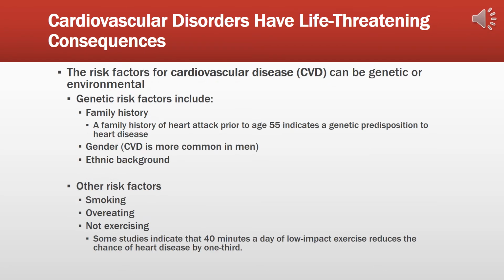There are several risk factors for developing cardiovascular disease, or CVD, and these risk factors can either be genetic or environmental. Genetic risk factors include a family history of CVD, and one example is that a family history of heart attack prior to age 55 likely indicates a genetic predisposition to heart disease. Gender is also a genetic factor. CVD is more common in men than women. And then there's also ethnic background, which would likely determine your odds of developing a CVD and also what sort of CVD you may develop.